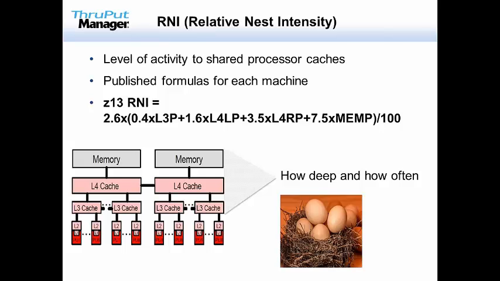Become familiar with your workloads as well. What is typical? It will look different on different LPARs with different workloads. It will certainly look different based on your Hiperdispatch configuration. Vertical highs will have a much better looking relative nest intensity than vertical mediums and vertical lows, respectively.